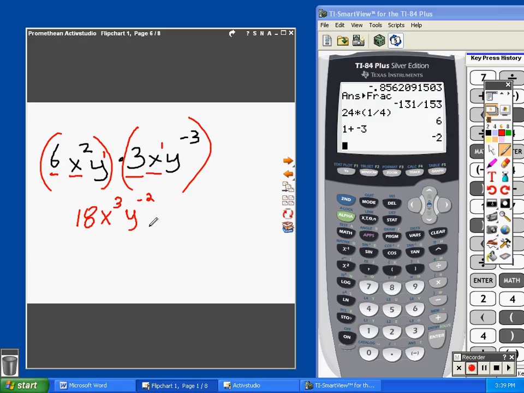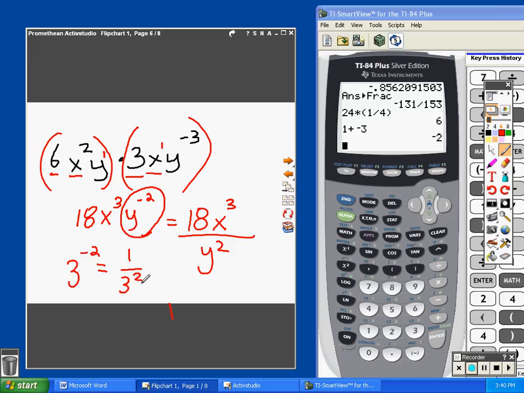Now remember what we do when we have a negative exponent. Remember that we talked about there being a diving board. So that's 18 x to the 3rd over the y to the 2nd flips to the bottom. And also remember, if you had 3 to the -2nd, that would be 1 over 3 to the 2nd.